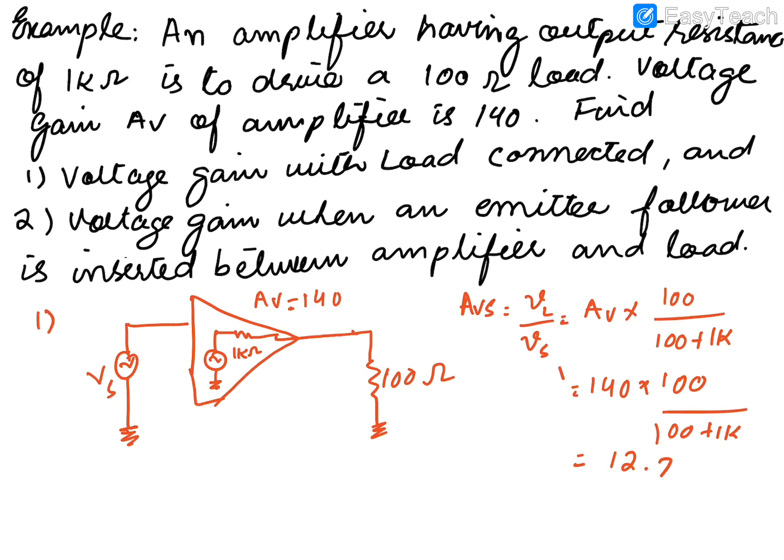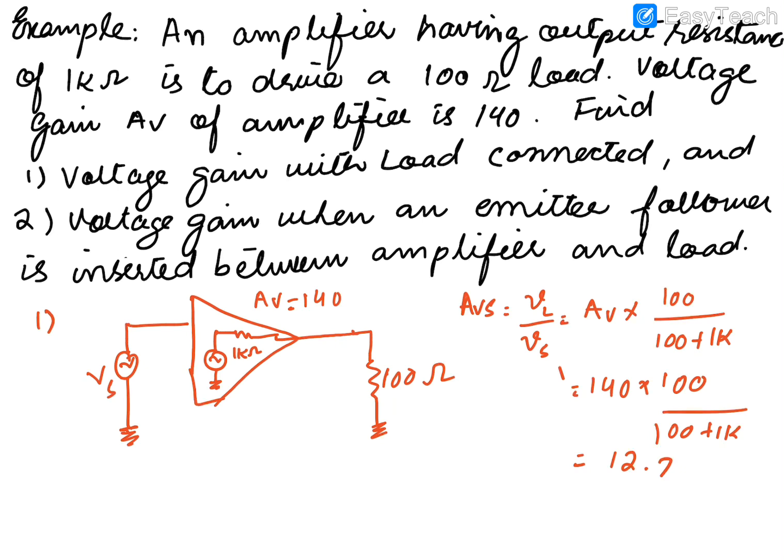So in this case the overall voltage gain is equal to 12.7, in which we have directly connected an amplifier stage with a heavy load. You can see that the gain is reduced from 140 to 12.7, which is a big reduction in the gain value.